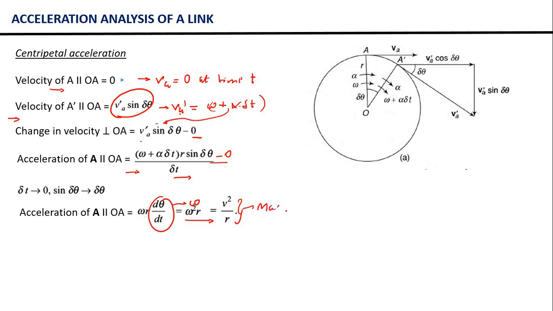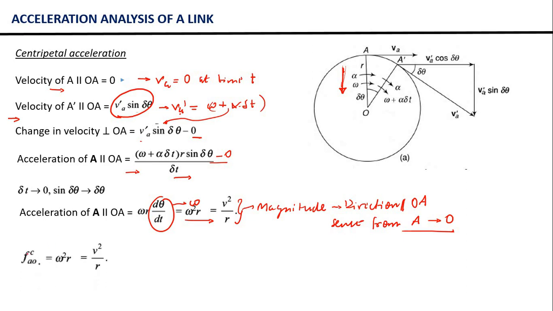So this will be the magnitude, and the direction, we know, will be parallel to OA. And again the sense, this is very important: what will be the sense of centripetal acceleration? This will be from point A towards point O. So the centripetal acceleration component will obviously be pointing in the downward direction. Now the centripetal acceleration component we can denote by FAOC is equal to omega square r is equal to v square by r.